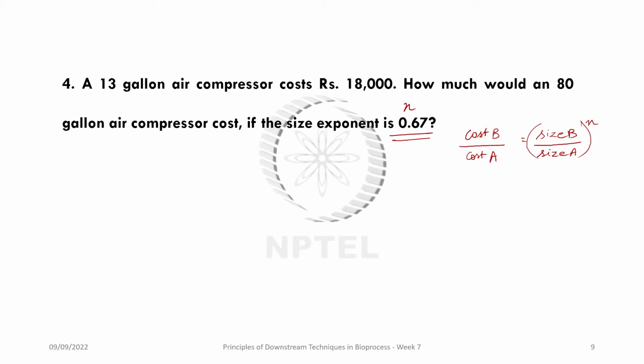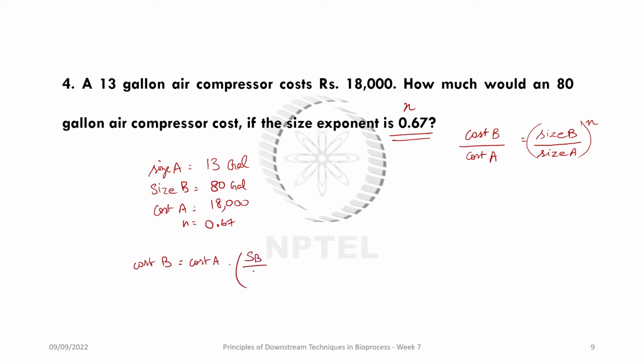Still waiting for an answer. Come on guys, we have to do this together. Okay, let's take size A as 13 gallons, size B as 80 gallons, cost A is equal to 18,000. What is cost B? And you know n is equal to 0.67. So cost B is equal to cost A into size B by size A whole power n, which is equal to 18,000 into, what is size B? 80 gallons by size A is 13 gallons, whole power 0.67.